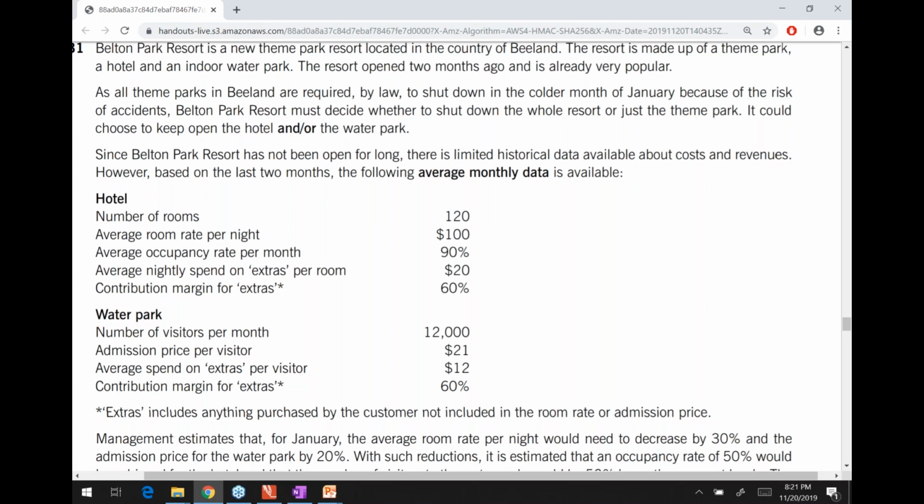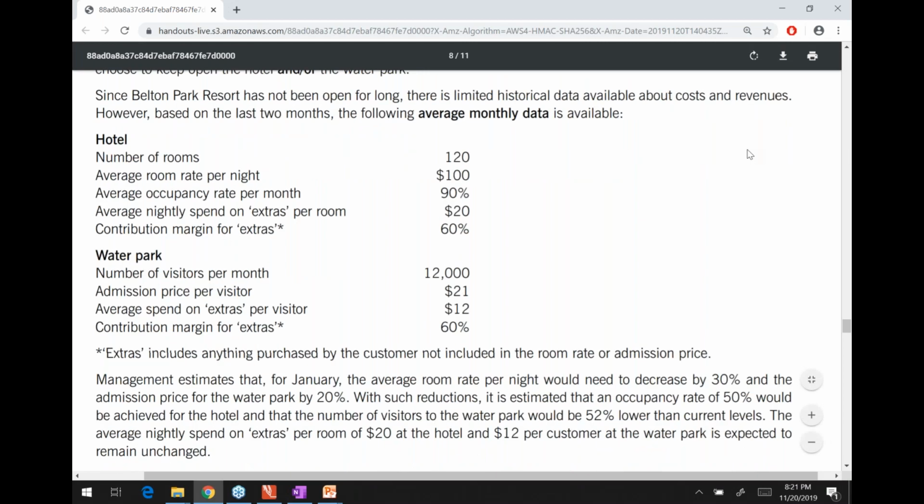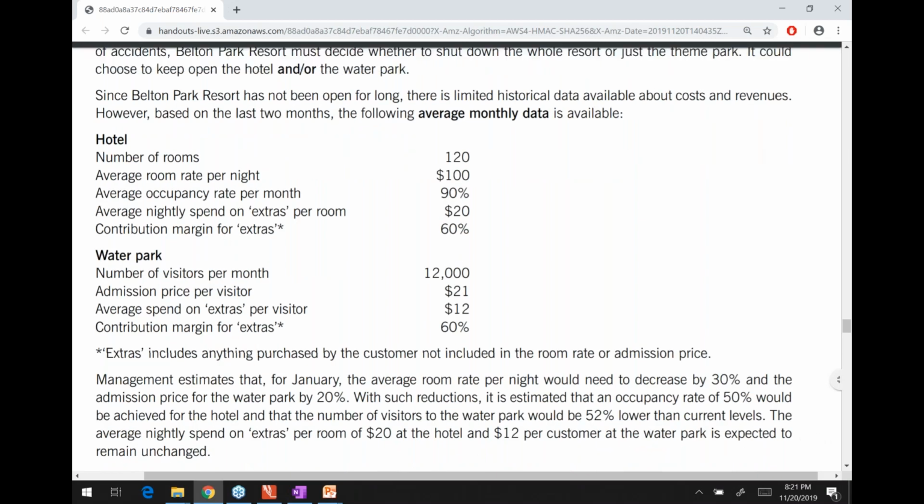Since the Belton Park Resort has not been open for long, there is limited historical data available about cost and revenues. However, based on the last 2 months, the following average monthly data is available for the hotel and water park: number of rooms, average room rate per night, average occupancy rate per month, average spend per night on extras per room, and contribution margin for extras of 60%.